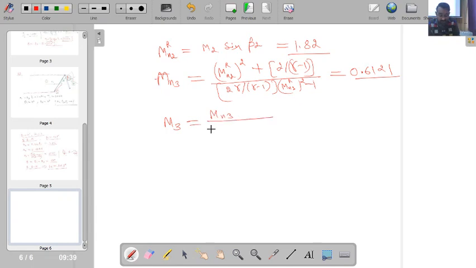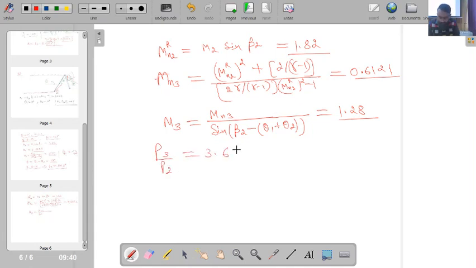M3 is Mn3 divided by sine of beta minus theta. So beta 2 minus theta was nothing but theta 1 plus theta 2. Okay, so that was the total deflection. So from here if you calculate M3, it comes out to be 1.28. Okay, now can you calculate P3 by P2?